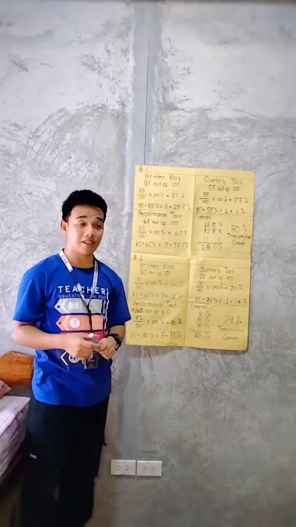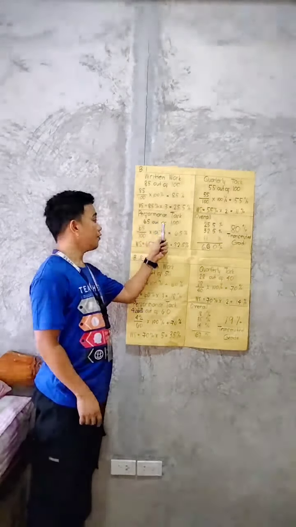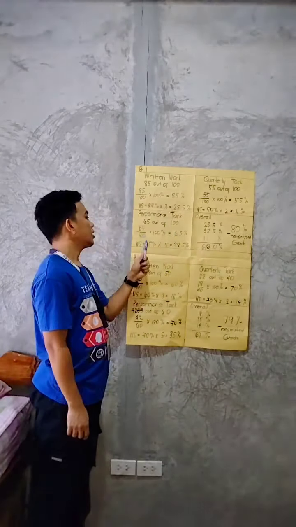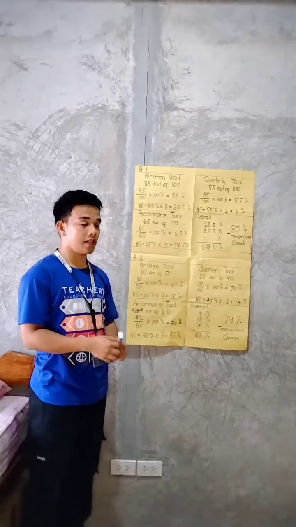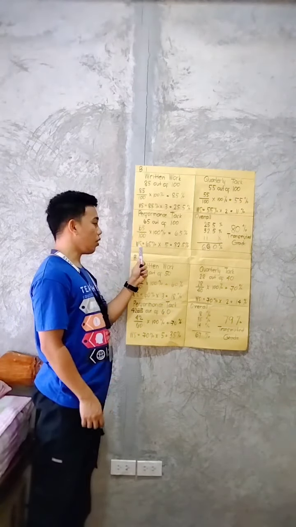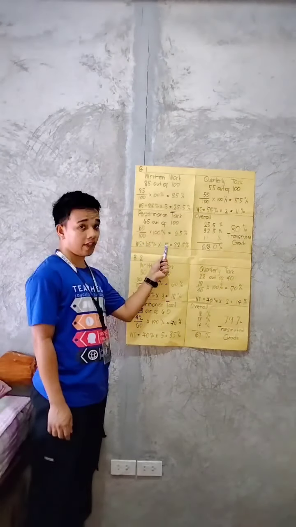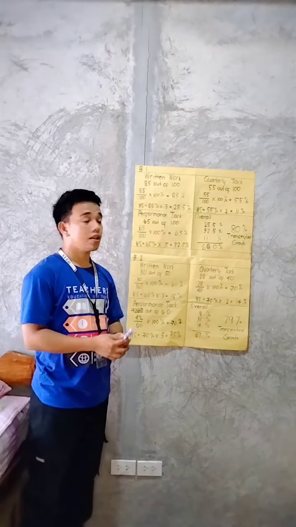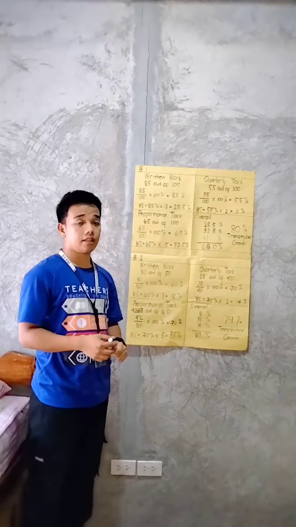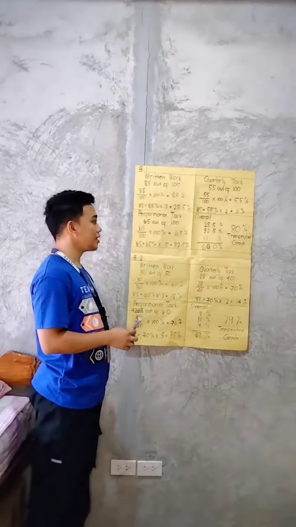For the performance task, the student got 65 out of 100. So 65 over 100 times 100% is 65%. The weighted score equals 65 times 0.50 equals 32.5. So the student got 32.5 for her performance task.